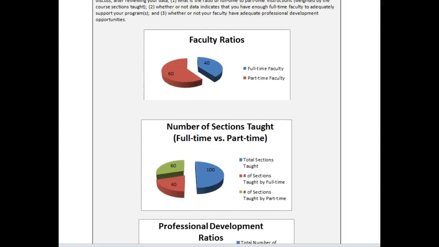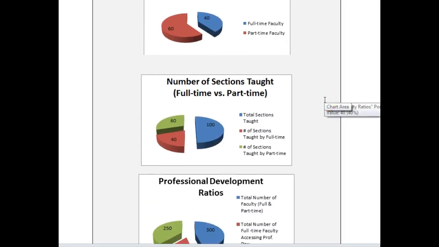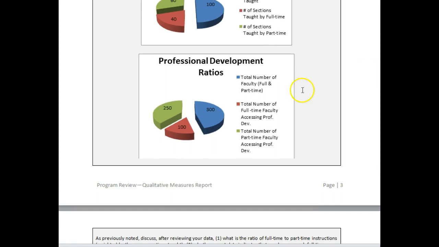All right, so this second chart deals with the number of sections, because see, sometimes it looks like we don't have enough faculty until we actually break down how many full-time faculty members are teaching how many sections versus part-time. So we want to see the ratio again, and then we're looking at professional development in terms of how many full-time faculty members are engaging in professional development versus part-time, okay? Because we have to treat all faculty the same and have access.